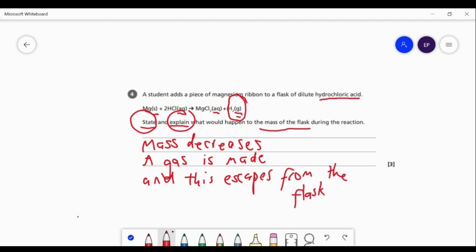So let's just check we've answered all parts of the question. So state what happens, so the mass decreases, that's our first mark, and then explain. So explain questions are normally at least 2 marks. So a gas is made will be our second mark, and this escapes from the flask would give us our third mark.